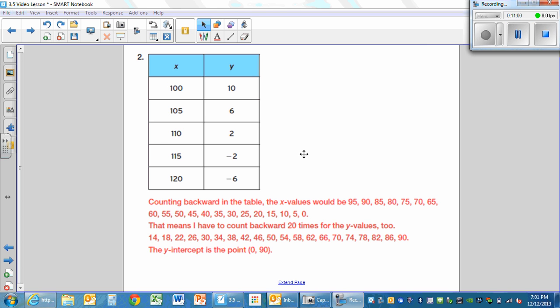So again, if you have questions, circle it, highlight it, put a star by it. Let me know in class tomorrow.